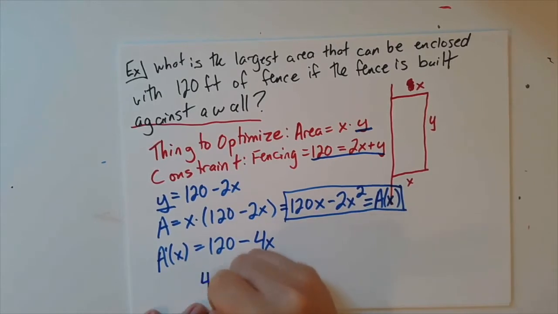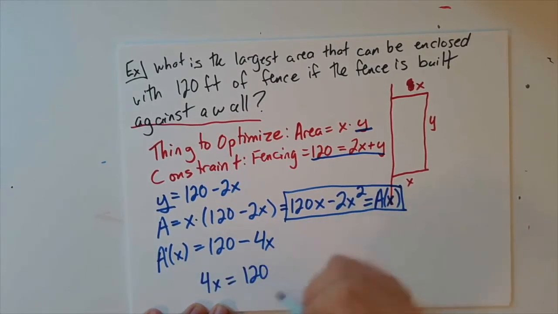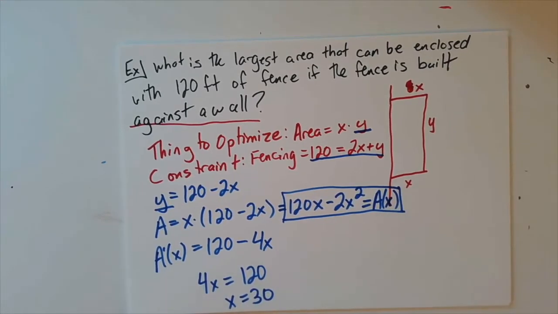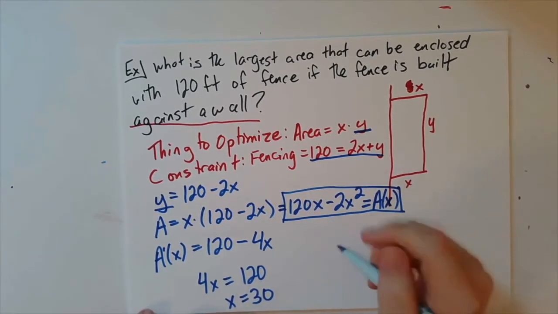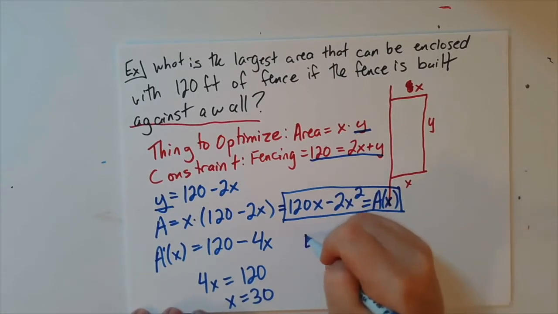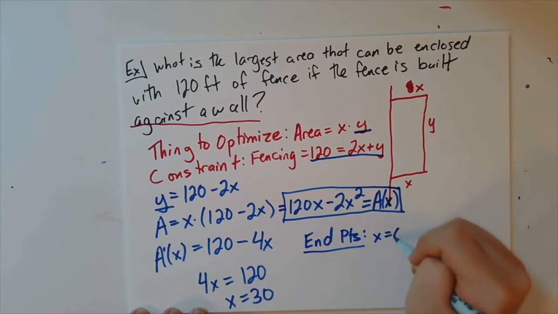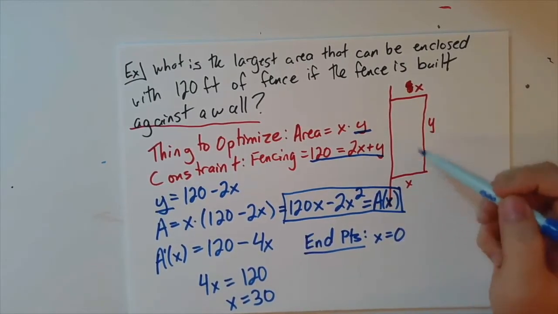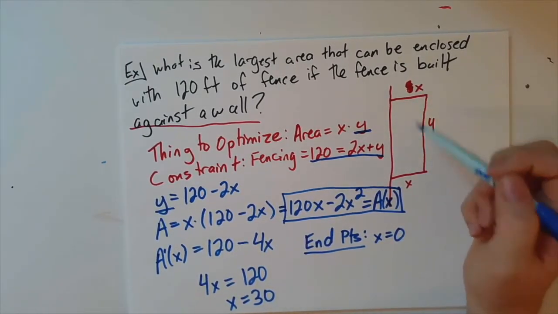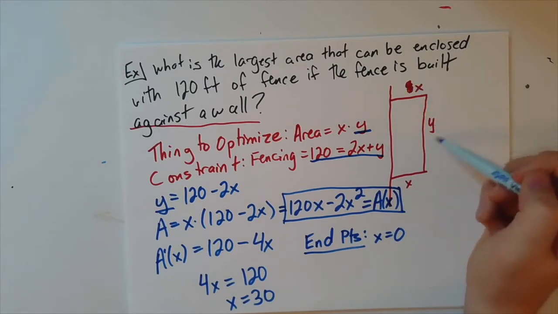So we'll get 4x is 120. That gives me x is 30. What are the endpoints for x? Well, my endpoints are where x is 0. And then what's the biggest x could plausibly be? That would be 60, in which case y is 0.